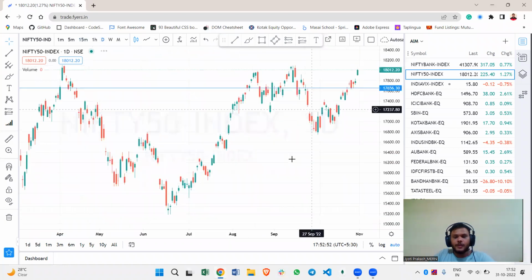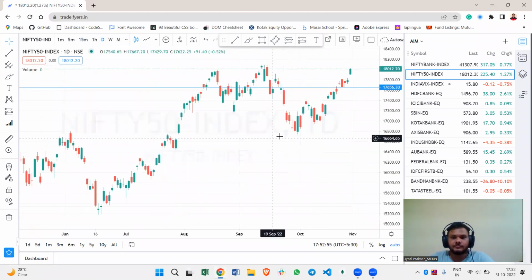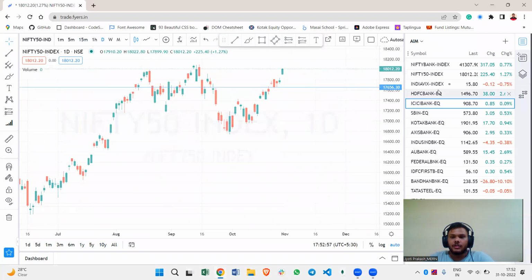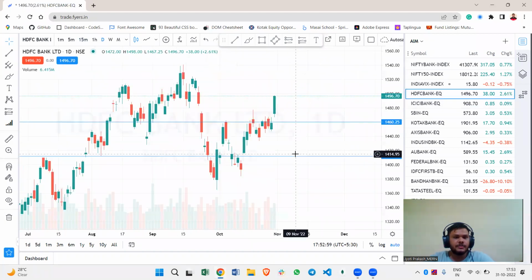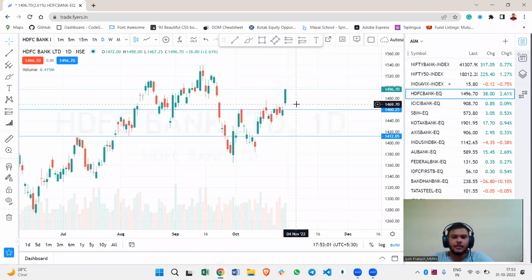Now let's look into the Bank Nifty components. Okay, let me take you through HDFC Bank. Here you can see that HDFC Bank opens gap up and closes above that resistance level, which is around 1470, and it now trades around the round level 1500.